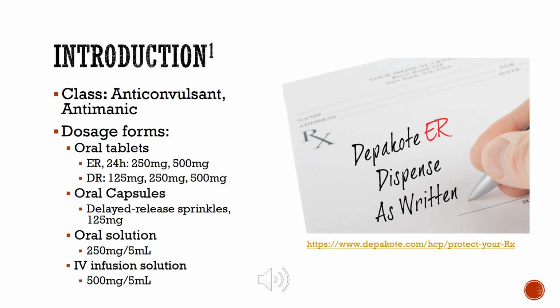There are also oral capsules that come in the delayed release sprinkles, 125 milligrams. The oral solution comes in 250 milligrams per 5 mLs, and the IV solution in 500 per 5 mLs. Depakote should not be mistaken for Depakene, which is just valproic acid. Divalproex is a combination of valproic acid and derivatives.